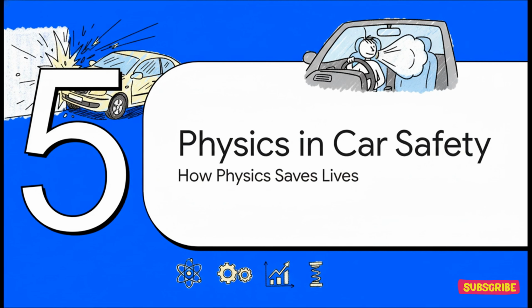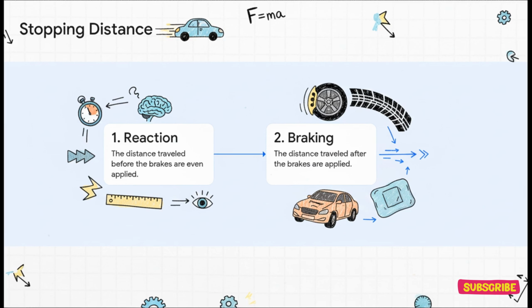All right, now for the grand finale. This is the payoff. We've talked about motion, forces, momentum, and energy. So let's put it all together in a place where these rules aren't just academic. They are literally the difference between life and death. Let's talk about car safety. So when you have to slam on the brakes in your car, the total distance it takes to come to a stop is actually made of two separate parts. First, there's the reaction distance. That's how far your car travels in that split second while your brain sees the danger and tells your foot to move. Then comes the braking distance, which is all about pure physics.